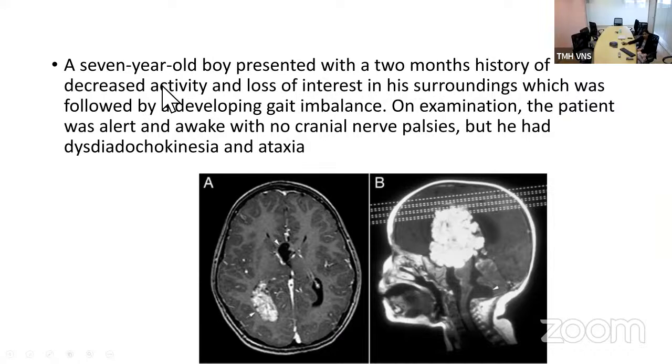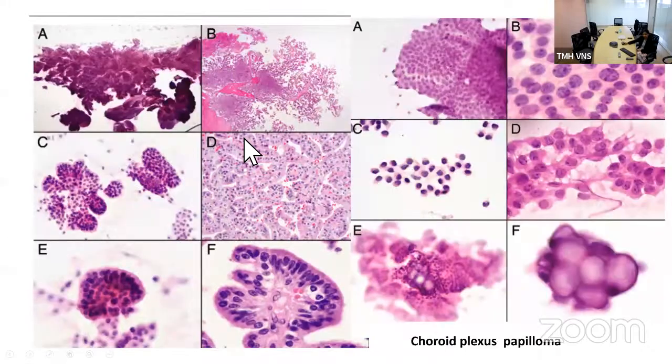Now, another case, a 7-year-old boy presenting with a 2-month history of decreased activity, with loss of interest in his surroundings. In the MRI, we can see this cauliflower-like growth, which is brilliantly enhancing. So this is again a ventricular tumor. This is a choroid plexus papilloma. We can see these papilloid fragments coming out of the main papilloid fragment.